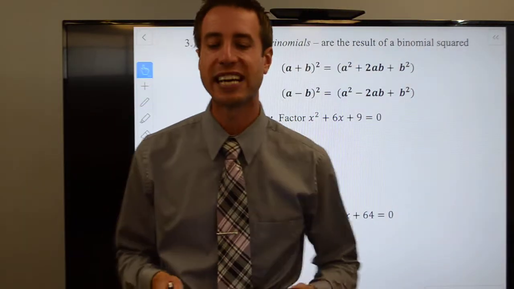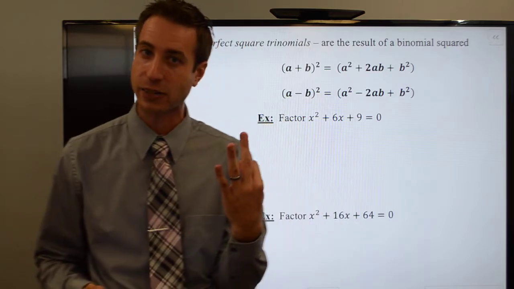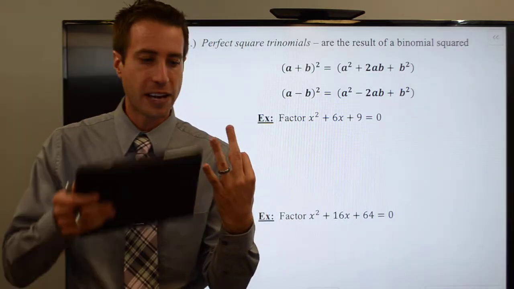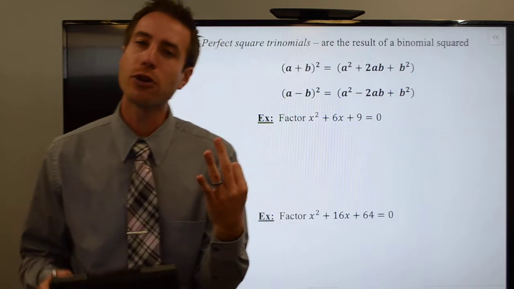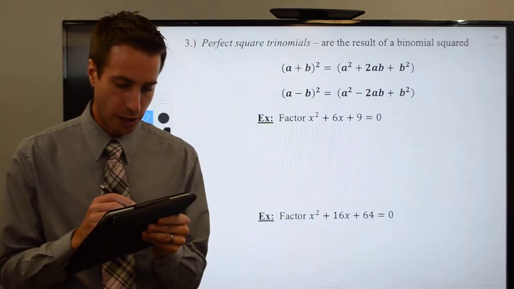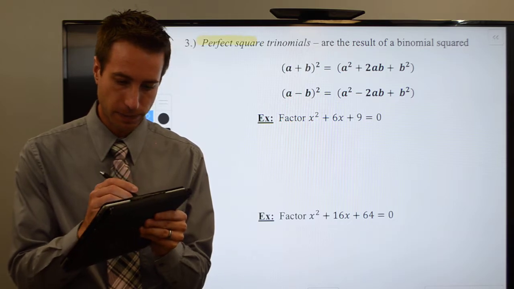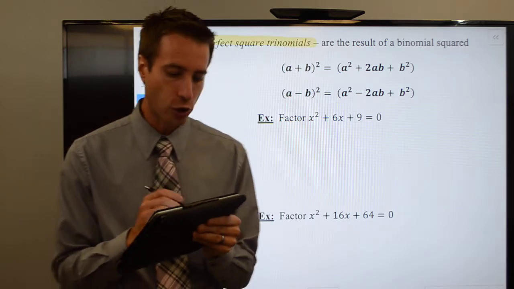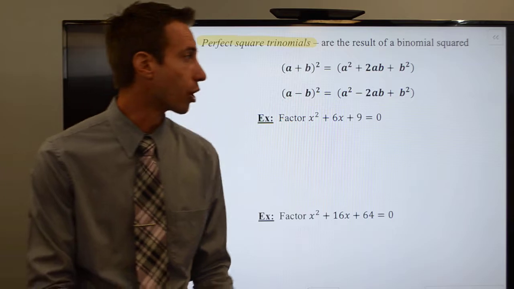What we're going to do is go ahead and take a look at our third method for factoring. We've already looked at GCF, difference of squares, and if neither of those work, you're forced to go to option number 3, perfect square trinomials. Alright, so let's take a look at how these are going to work.